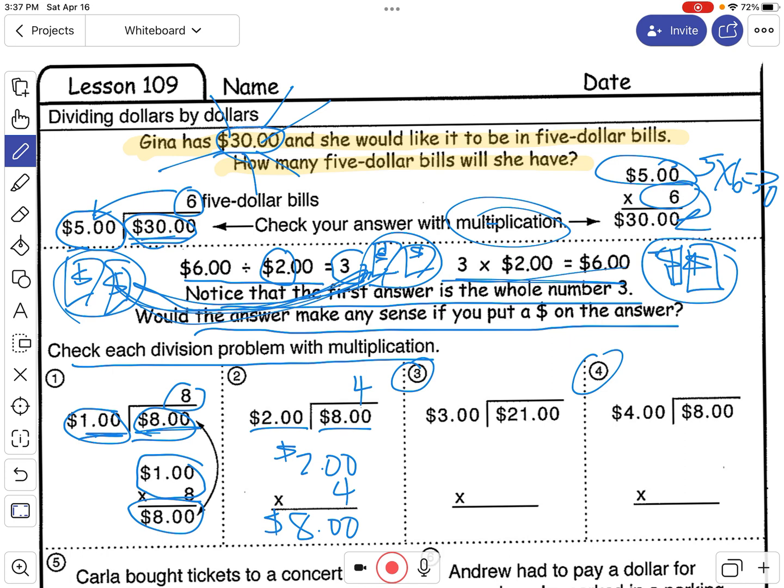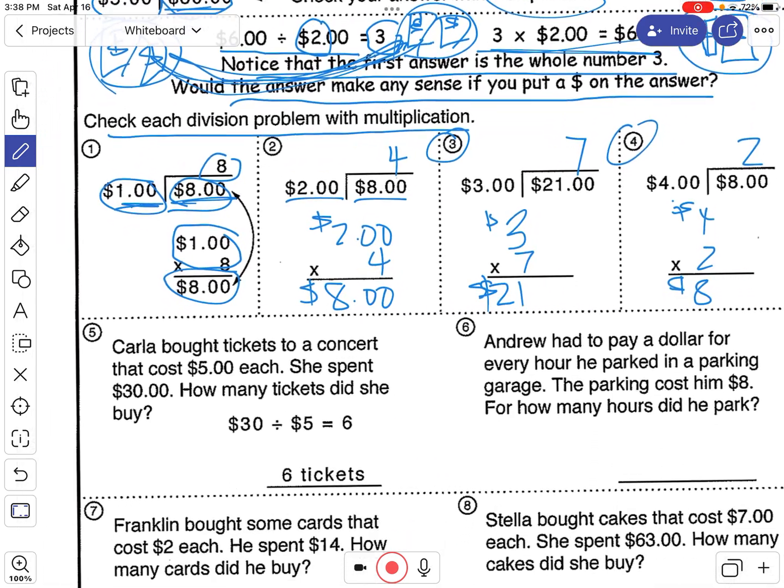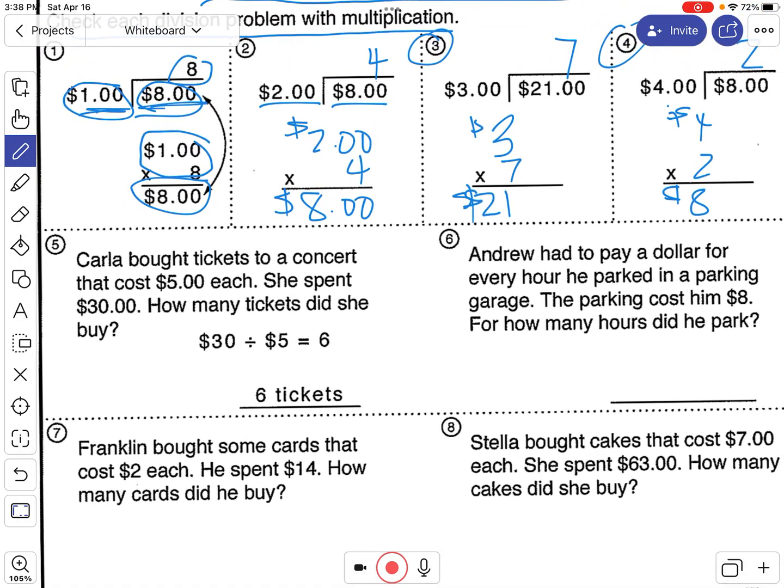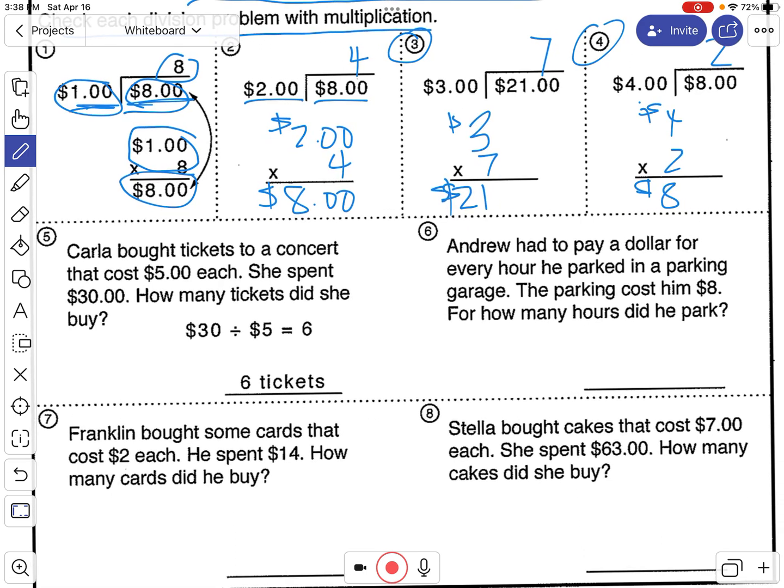Okay. Number 3, pause the video and try 3 and 4, and then turn it back on when you have the 2 answers. So $21 divided by $3 is 7, because 7 times 3 is 21. I don't even know why we need the zeros on there. We can just go $3 times 7 is $21. We don't need those extra zeros on there. And $8 divided by $4 is 2. How many groups of $4 are there in $8? There's 2 groups. And $4 times 2 is $8. There it is.